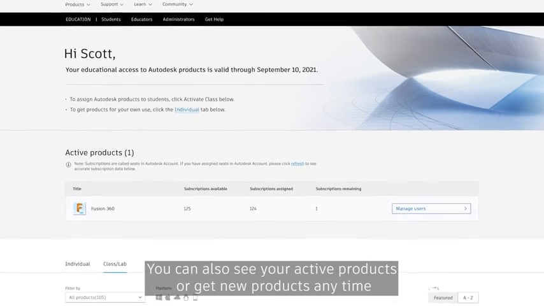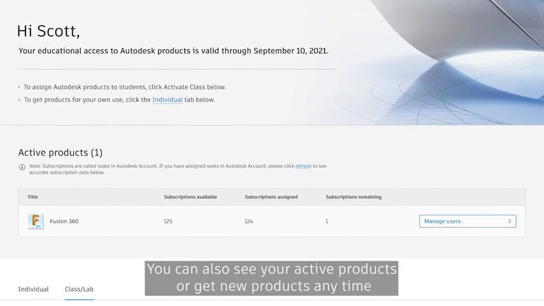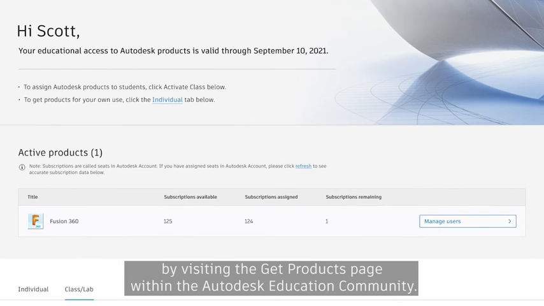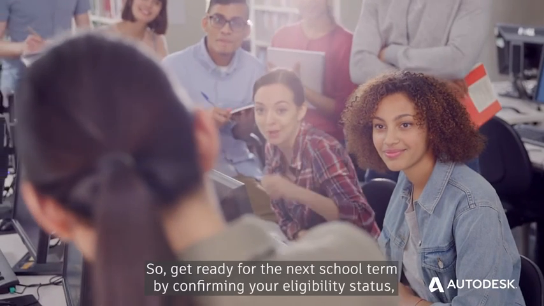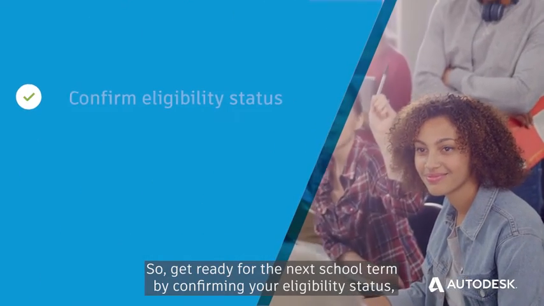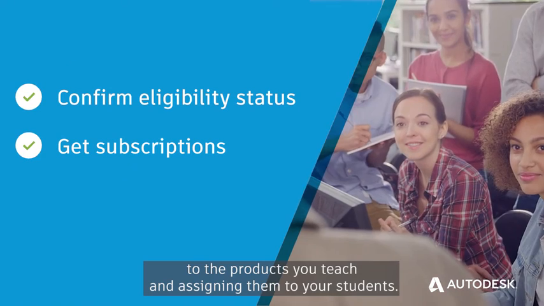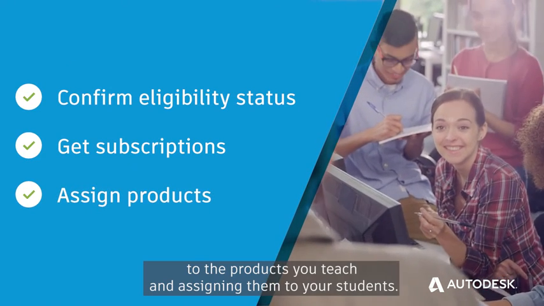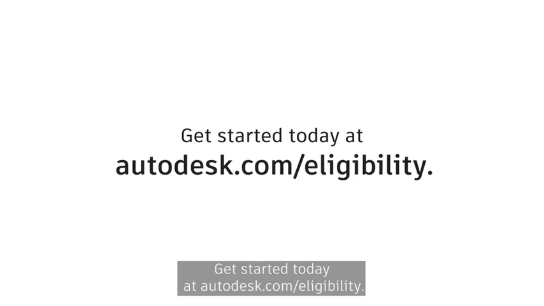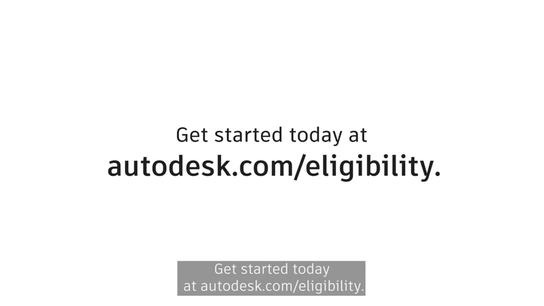You can also see your active products or get new products anytime by visiting the Get Products page within the Autodesk Education community. So, get ready for the next school term by confirming your eligibility status, getting subscriptions to the products you teach, and assigning them to your students. Get started today at autodesk.com/eligibility.